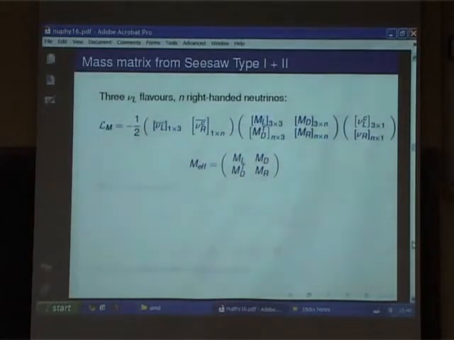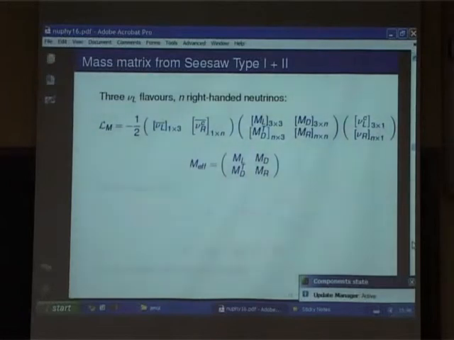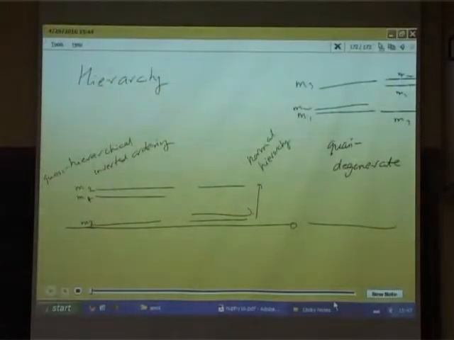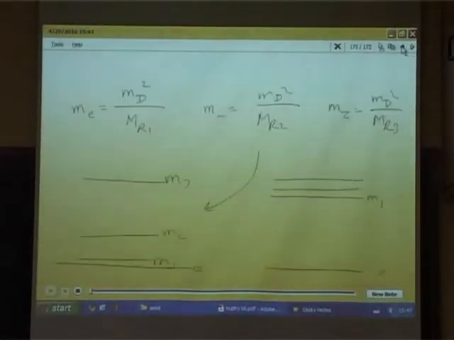What is the difference in type 2 seesaw? If you add type 2 to type 1, it means you have type 1, so you have this M_R anyway. But you also have this triplet Higgs, which gives mass to your neutrino. What it shows in the previous modeling is that all the three masses would be close to M_R.